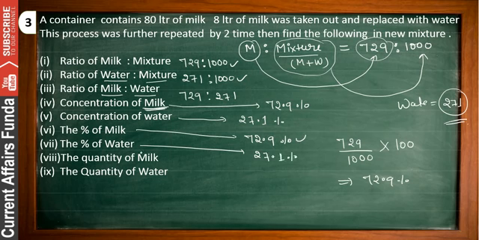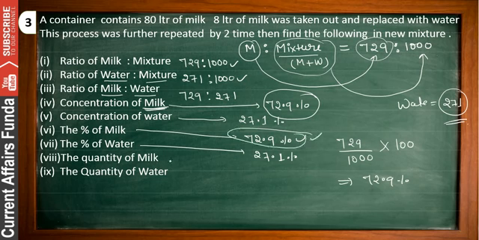Friends, why did I write the same thing twice here? Because I just want to clear the language of the question. If the question is asking about the concentration of milk, then you will write 72.9%. If the question is asking about the percentage of milk, then you will also write 72.9%.